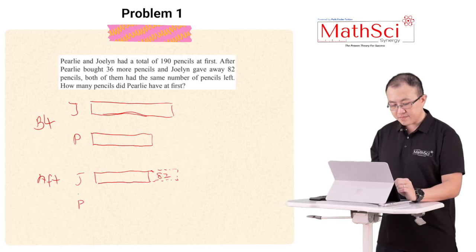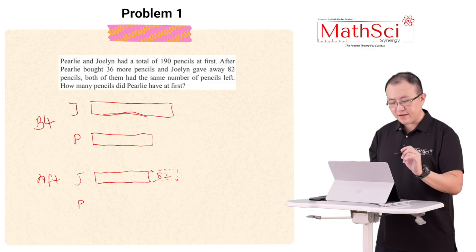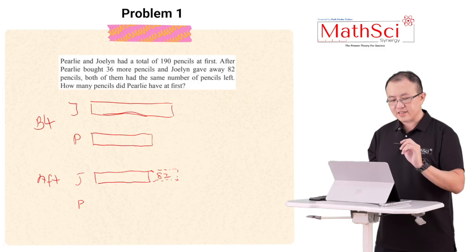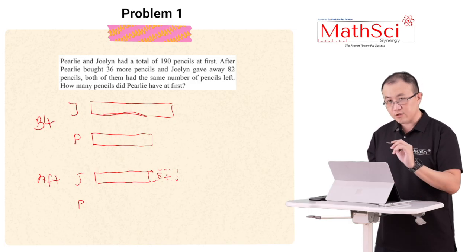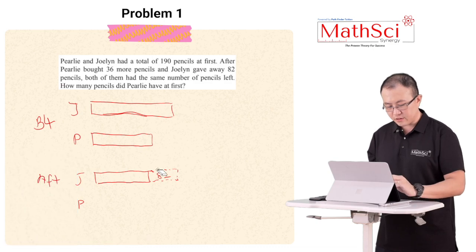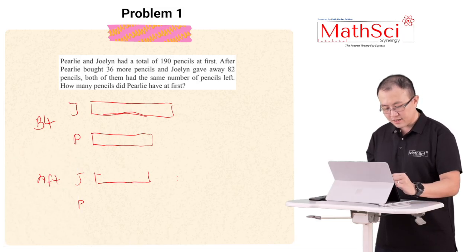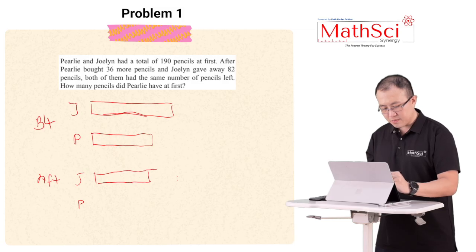So Pearline, I think the amount that I have after giving away 82 should still be more than Pearline. That's why Pearline needs to buy more. So I'm going to redraw the dotted line part now. Sometimes it's actually like that. Okay, let me redraw the dotted line part. So now if I redraw it, okay, wait, still cannot. Okay, let me draw here.